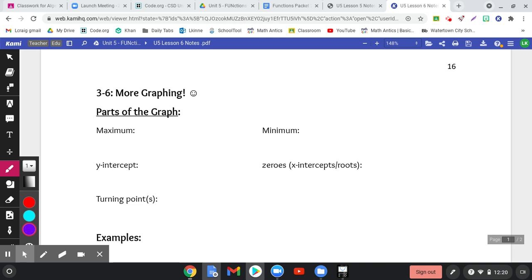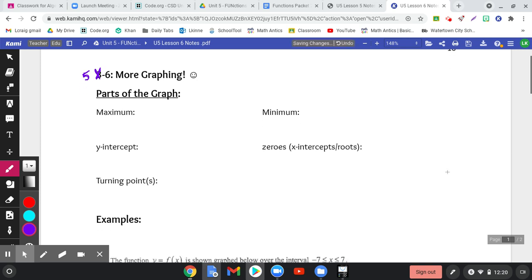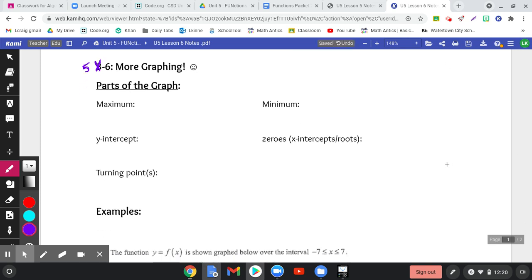Hi everybody. We're going to do some more with graphing functions today. We're going to look at the different parts of it. Just remember this is Unit 5, Lesson 6. All right, so a little bit of vocab for you.